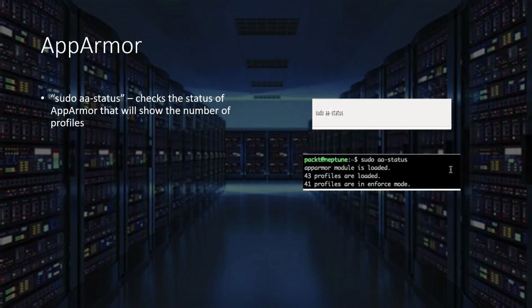Now this command here, sudo aa-status, will check the status of AppArmor. That will show the number of profiles.